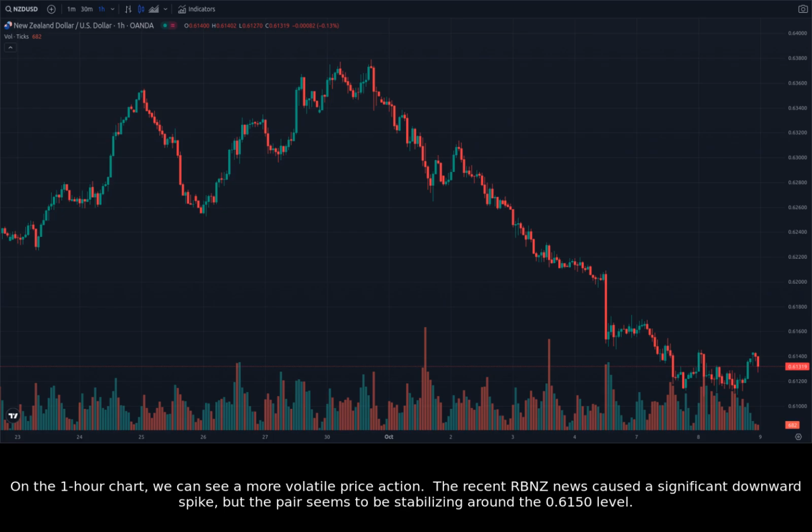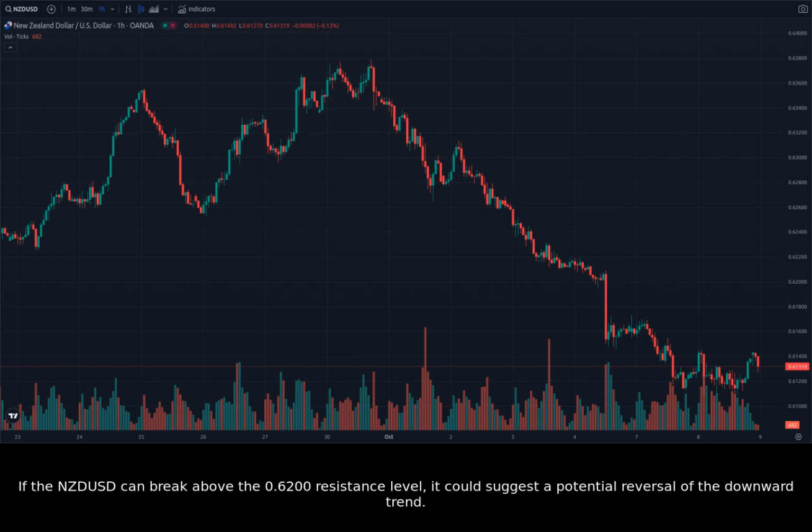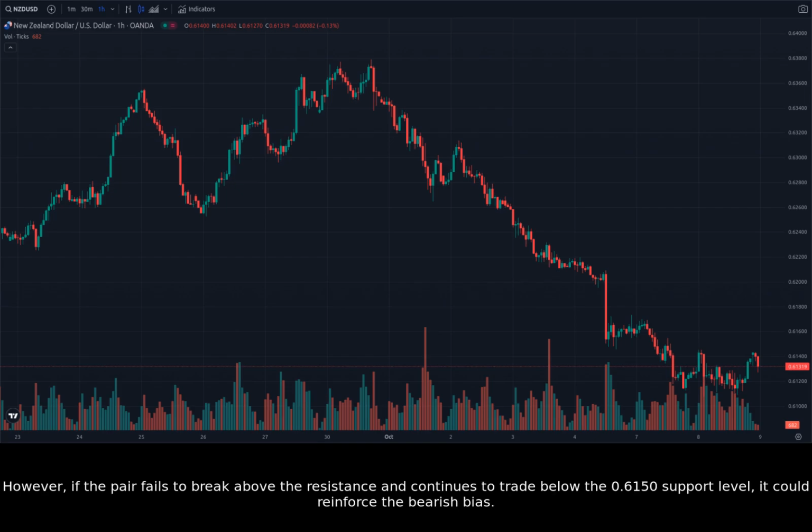0.6150 level. If the NZDUSD can break above the 0.6200 resistance level, it could suggest a potential reversal of the downward trend. However, if the pair fails to break above the resistance and continues to trade below the 0.6150 support level, it could reinforce the bearish bias.